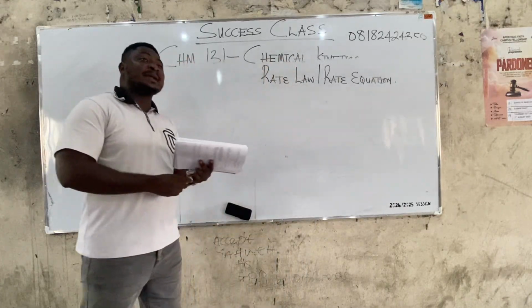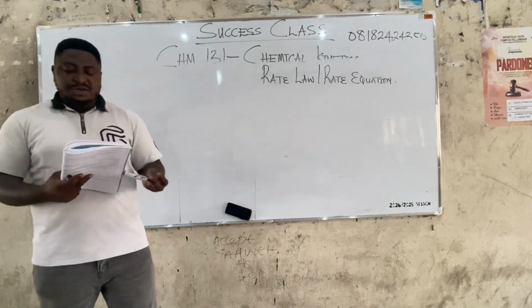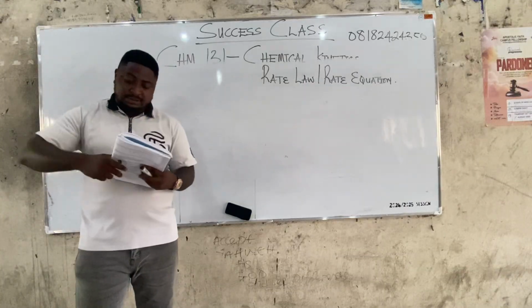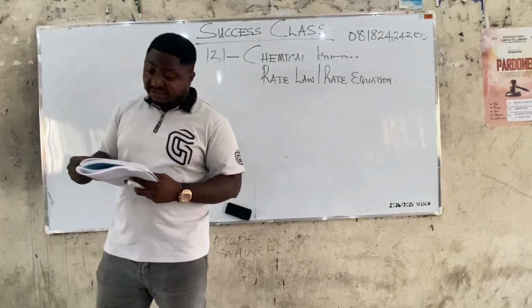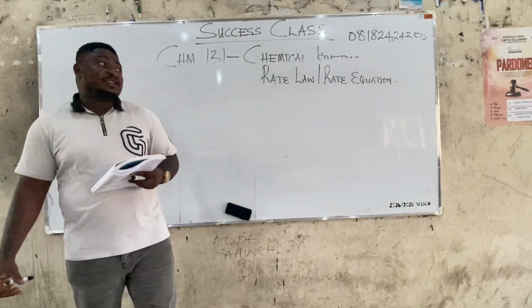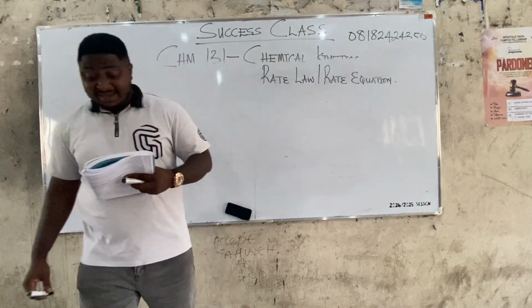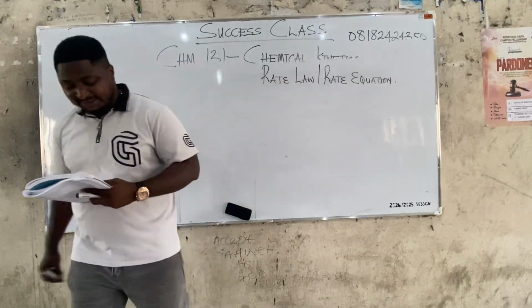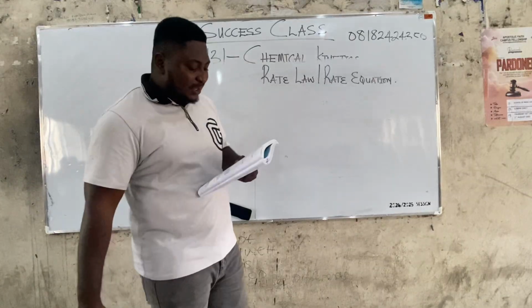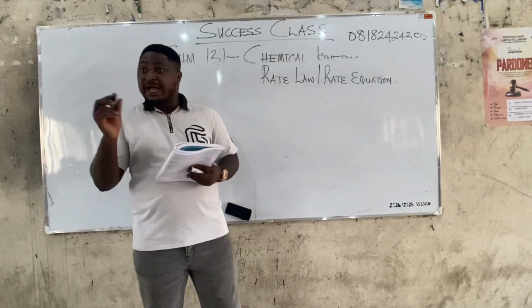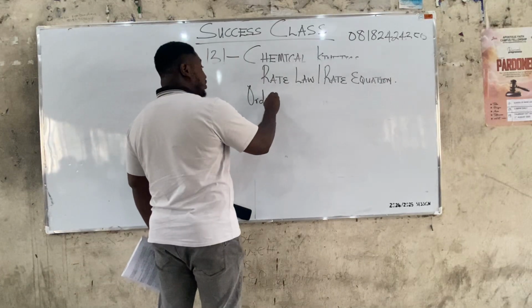Rate law states that the rate of the chemical reaction is proportional to the concentration of the reactant species raised to the power of an exponent, known as the order of the reaction.